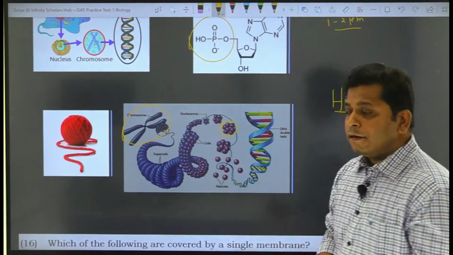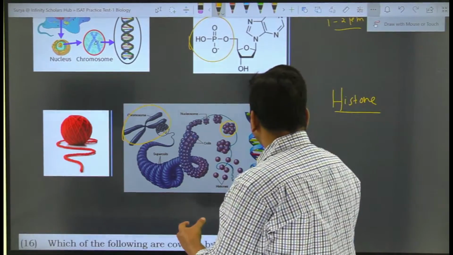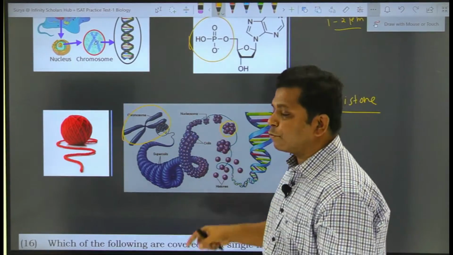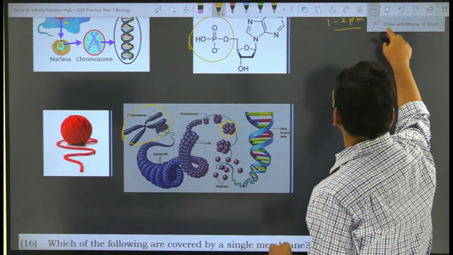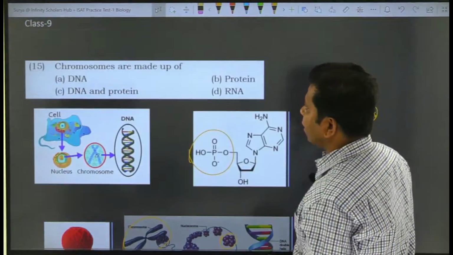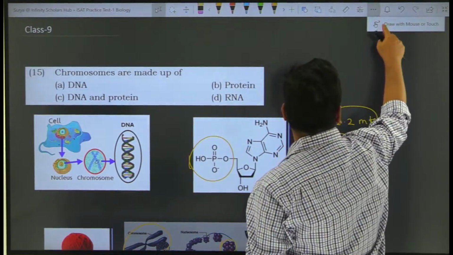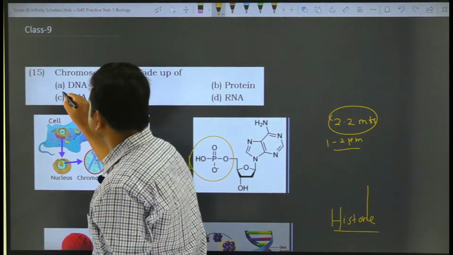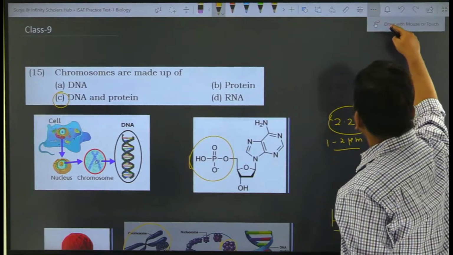So, therefore, the chromosome consists of both DNA and the proteins, which together make up its structure. Let us look at the options that we have: DNA only, or protein, or DNA and protein. So, therefore, the answer is going to be option C. Let us go to the next question.